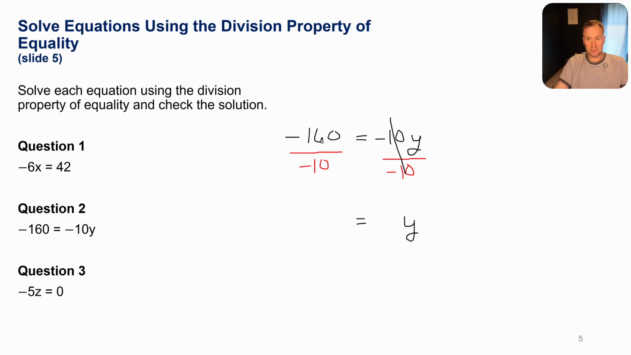Well, 160 divided by 10 is just equal to 16. A negative by a negative is a positive, so we would leave this as a positive 16.